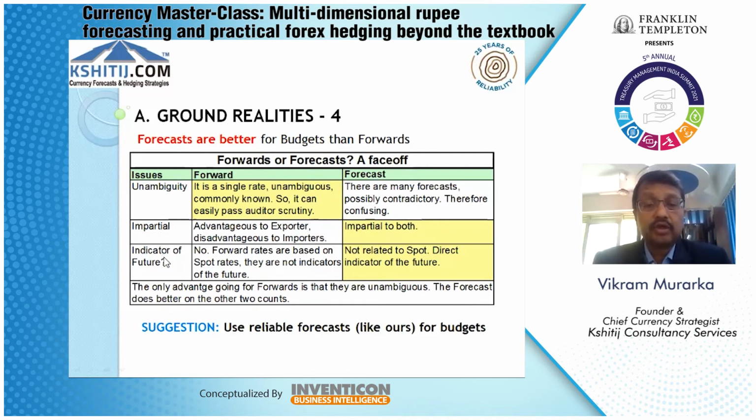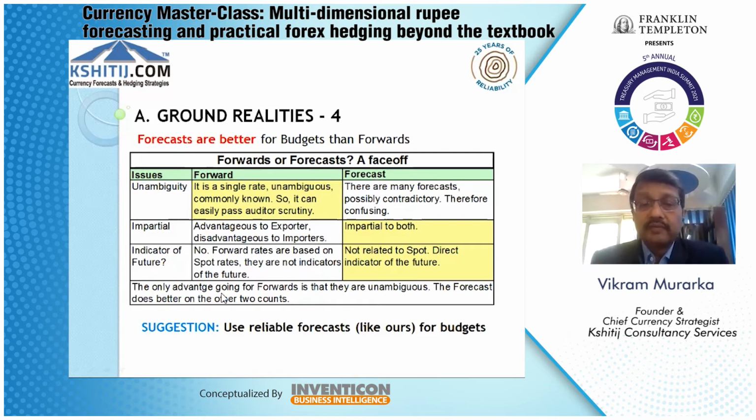And if we talk about whether the rate is an indicator of the future, because we have to pay or receive in the future, we can clearly see that no, forward rates are based on the current spot. Forwards are spot plus forward premium. Forward premium is just the interest rate differential. So they are actually functions of current spot. So they are not indicators of the future. Whereas a forecast is not related to the current spot. It is a direct indicator of the future.